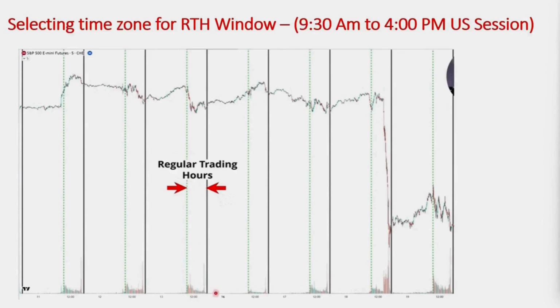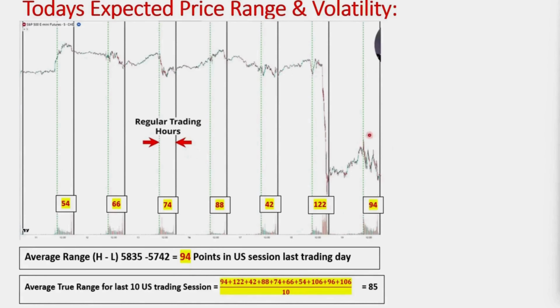If we look into the practical example in this slide, for instance, on a recent trading day, the price range was from 5742 to 5835, which means a 95 point move in that session. When we look at the average true range over the last 10 trading sessions, it's around 85 points. This means that on average we can expect about 85 points of movements in a typical intraday session.